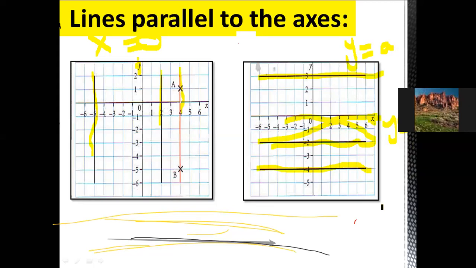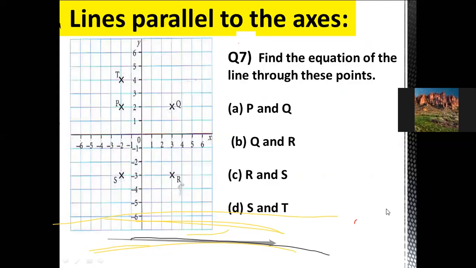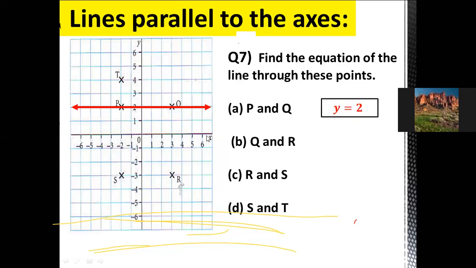Okay, let's proceed. They want you to find the equation for these lines. Yalla, who wants to help? Yusuf Abu Khas wants to know, I promised. Yusuf, can you help me? What is the equation of the line passing through P and Q? This line, PQ. The equation. It's y equals 2. It's parallel to the x-axis, so it will be y equals 2. Bravo Yusuf. Thank you very much.